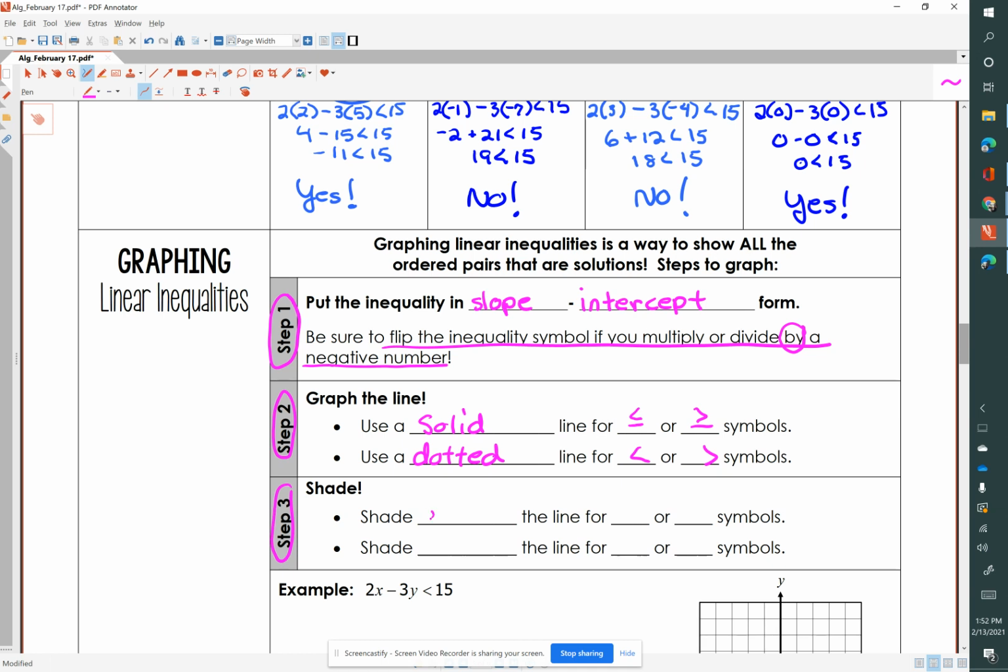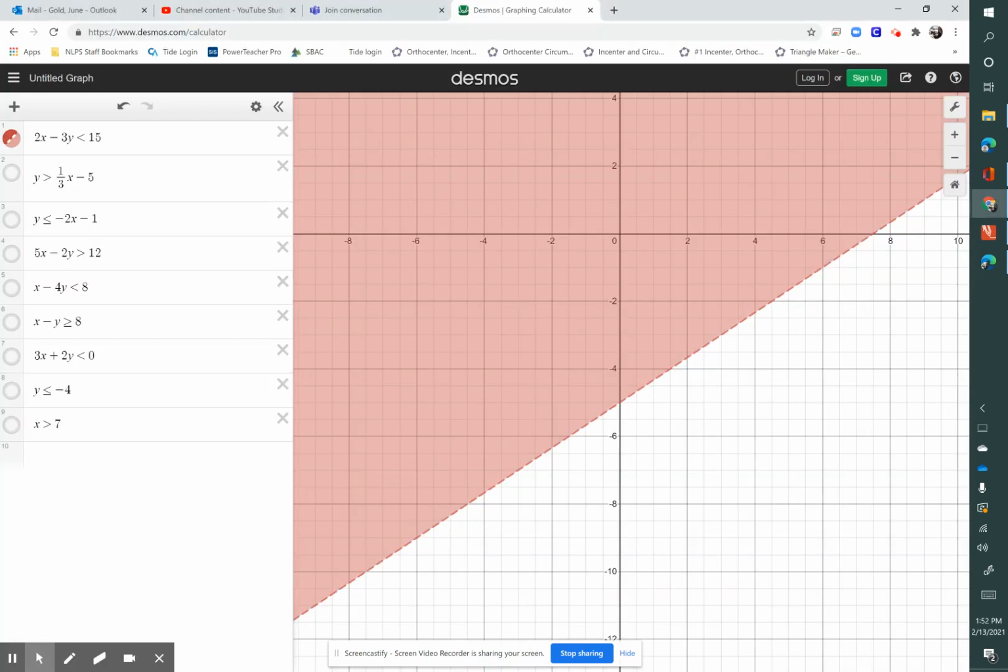We shade above the line when we have greater than or equal to, and we shade below the line when we have less than or equal to. So let's look at that again. So we have our dotted line because we had a less than symbol. We are shaded above the line.